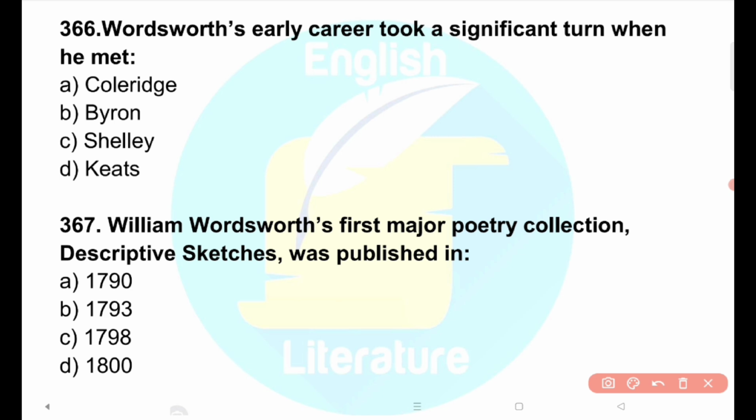William Wordsworth's major poetry collection Descriptive Sketches was published in option B, 1793. Descriptive Sketches was Wordsworth's first major collection, published along with An Evening Walk. These poems were inspired by his travels in France and the Alps and reflect his early enthusiasm for revolutionary ideas.